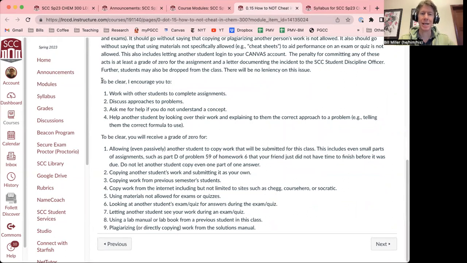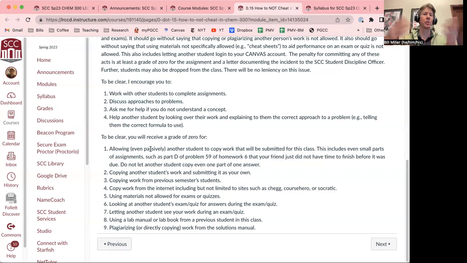And let me just say, to be clear, I encourage you to work with other students, discuss approaches to problems, ask me for help if you do not understand a concept, and I encourage you to help another student by looking over their work and explaining them the correct approach to the problem. You can tell them the correct formula to use. To be clear, you will receive a grade of 0 for an entire assignment if I can see any indication that you have copied another student's work.